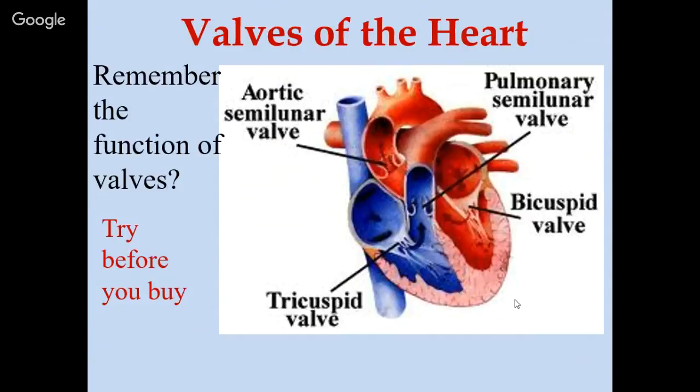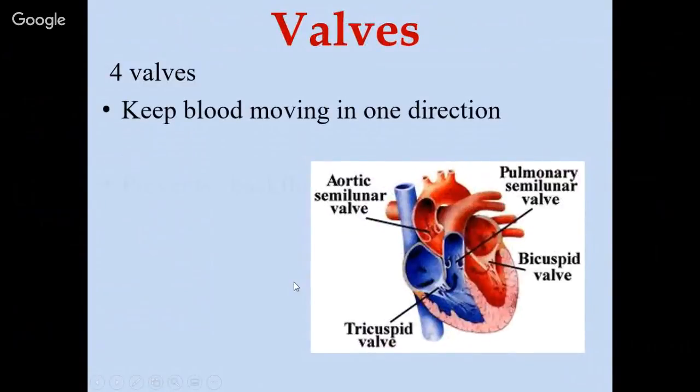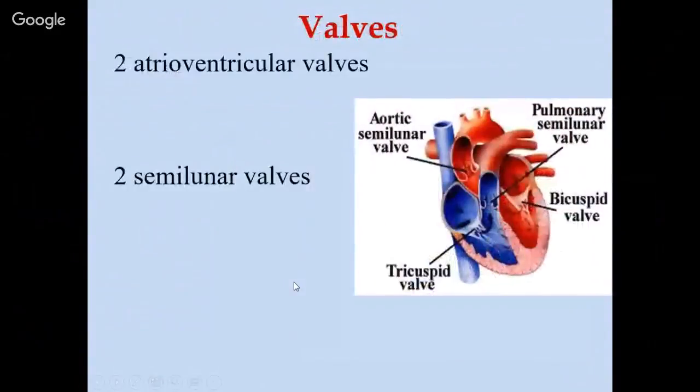Try before you buy. So you go in, the blood goes into the tricuspid, to the lungs, before it goes to the bicuspid. So try before you buy. Lunars are like the moon up high. Keep blood flowing in one direction. That's what it's supposed to do. Prevents backflow. So there's 2 atrioventricular or AV valves and 2 semilunar valves.